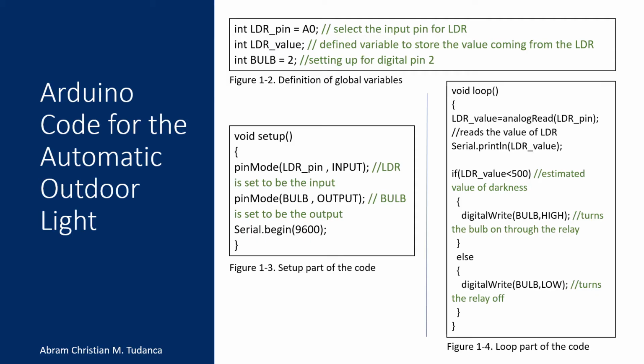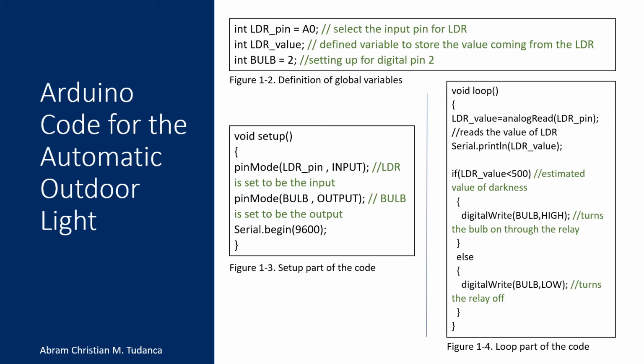In figure 1-2, the team associated the light detecting resistor to analog pin 0. In line 3, the variable bulb was set to digital pin 2. The LDR value was defined as an integer to be used later in the void loop part. Shown in figure 1-3, the light detecting resistor was used as an input and the light bulb as an output.